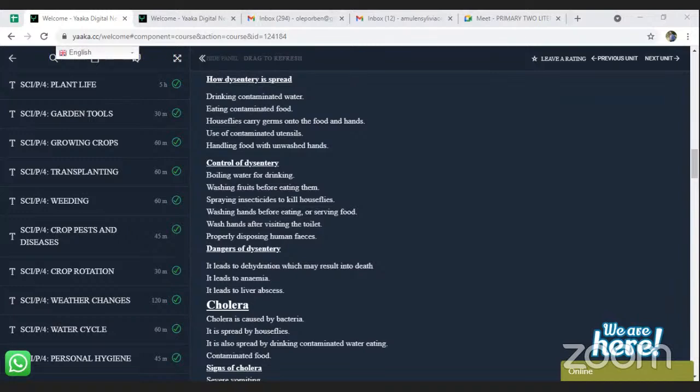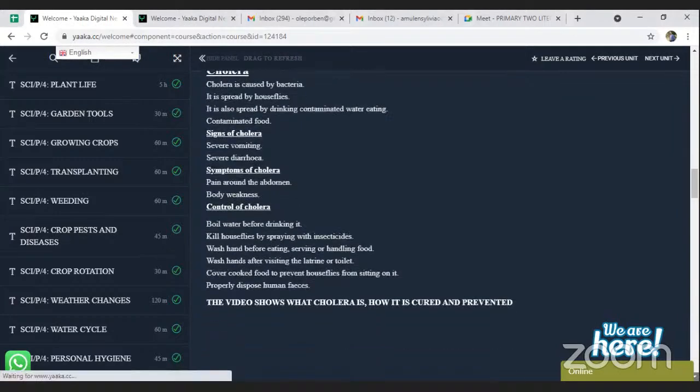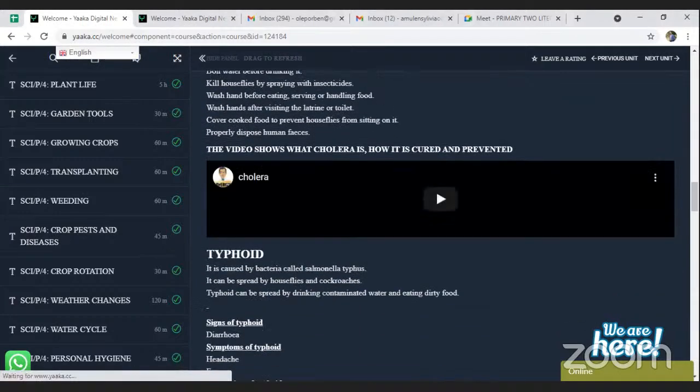Properly dispose human feces. Typhoid: it is caused by bacteria called Salmonella typhi. It can be spread by houseflies and cockroaches. Typhoid can be spread by drinking contaminated water and eating dirty food. Signs of typhoid: diarrhea. Symptoms of typhoid: headache, fever.